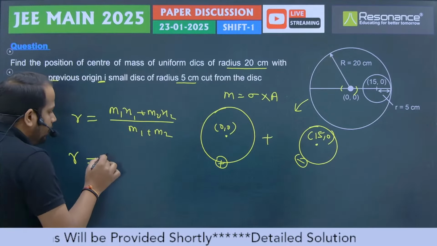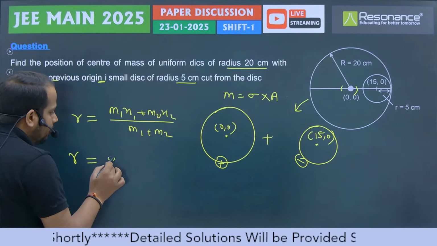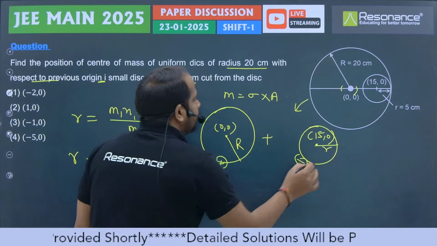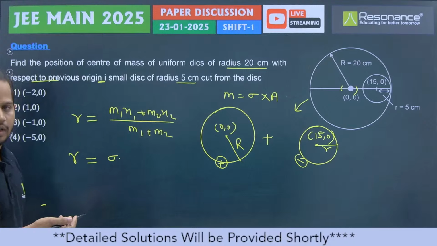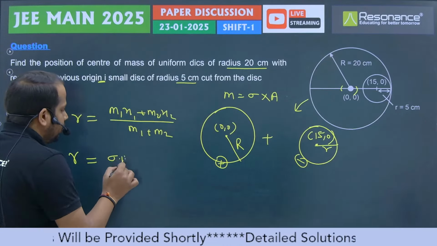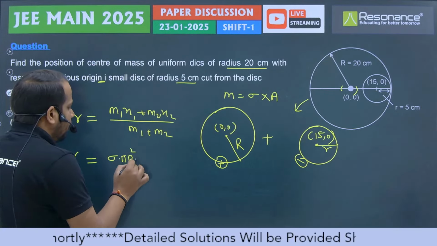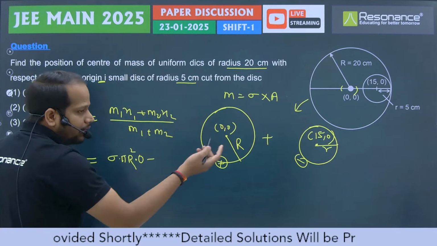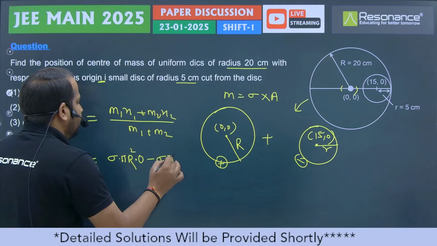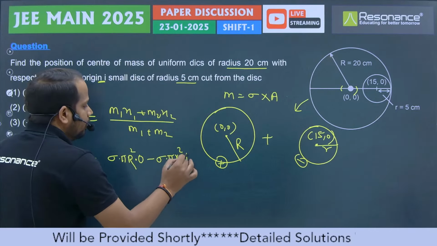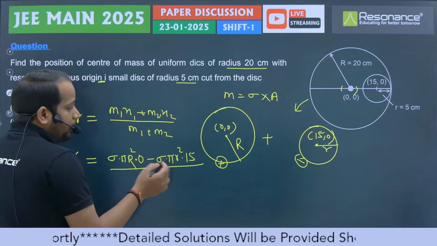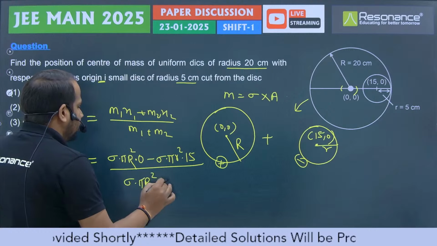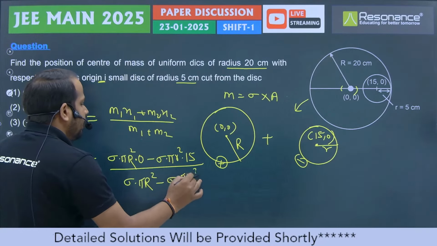In this one you can say we are writing m1. What is the mass over here? Sigma into, let's say this area is capital R, and let's say this area is smaller. It's given, but we'll put the value later, right? So in this one, sigma into pi r square into, what's the coordinate of this one? 0, minus, I am taking that one because we are considering the mass is negative, that is sigma into pi small r square into 15 by m1 plus m2, so it becomes minus. So you can say sigma into pi r square minus sigma into pi small r square, right?